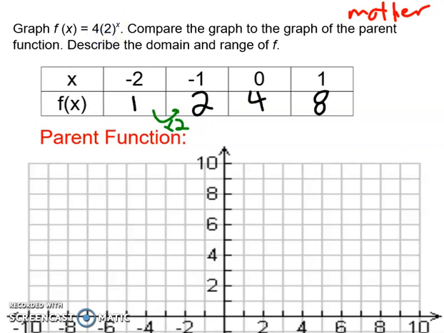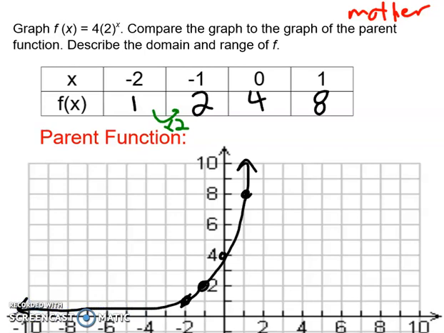So let's actually graph it. -2, 1, -1, 2, 0, 4, 1, and 8. So it looks something like this. And notice again, I'm not crossing over that x-axis.